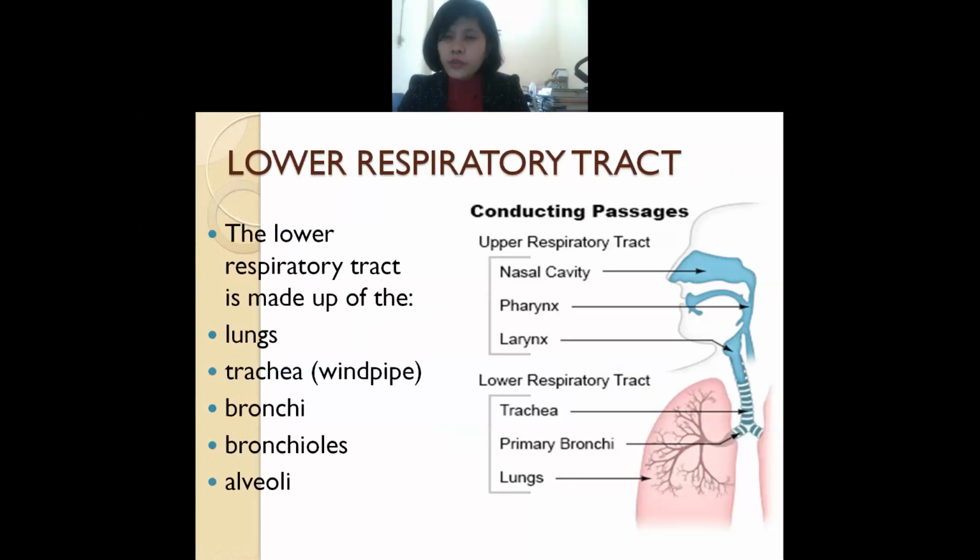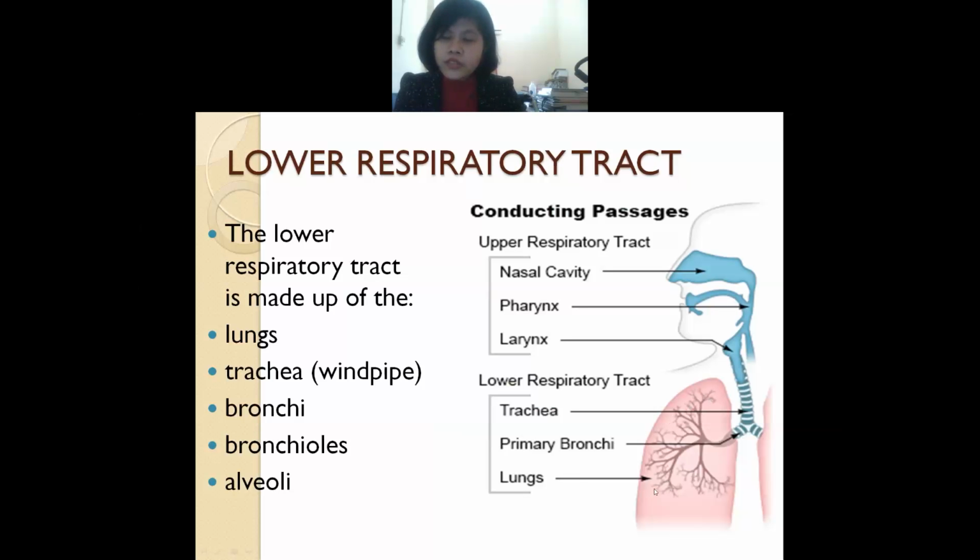Okay, so next is lower respiratory tract. So in the lower respiratory tract, what will you find? You will find lungs, you will find trachea. This is trachea. It is also known as windpipe. Next is bronchi. So this is bronchi, primary bronchi. Next is bronchioles. All these are bronchioles. Just like branches, they are bronchioles.